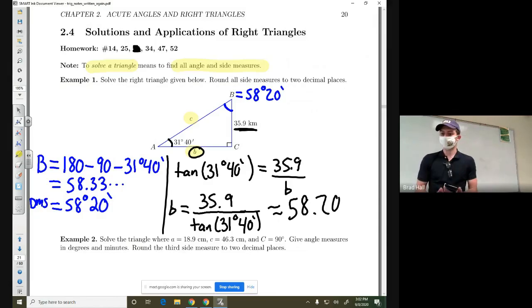This is not an angle. This is just a segment value. So this would be kilometers. This is a segment we found. This is not an angle.